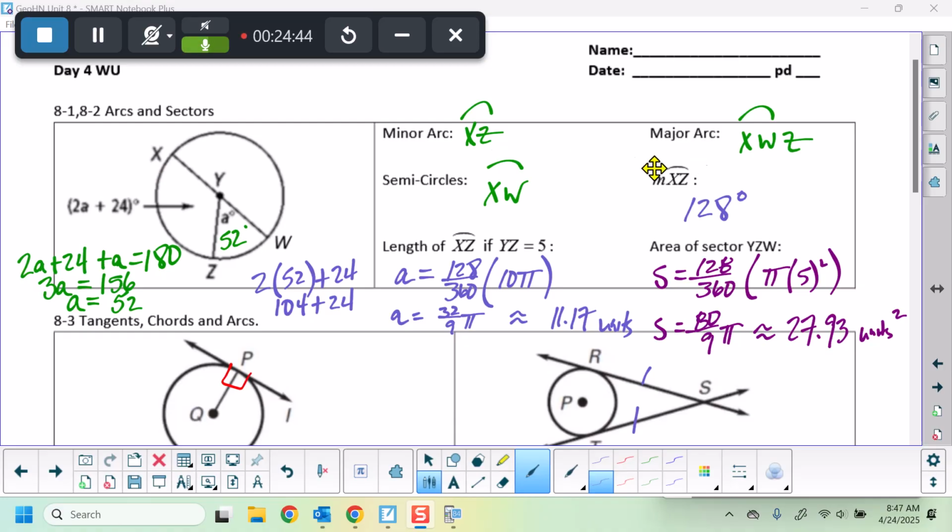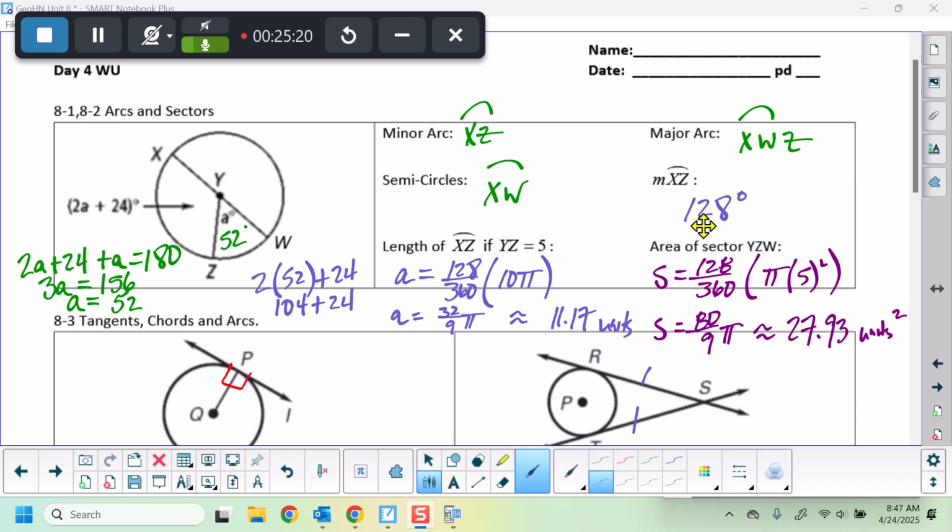For my major arc, I went the other way around the circle from X to Z, so I included W, and that's why W is there. You need to let somebody know you're going the other way around the circle. Your semicircle is going to be half of the circle. So if you're talking about X, W, if you care which direction you're going, include a Z or another letter. Otherwise, from X to W, anytime that you are using the diameter endpoints, you're getting a semicircle.